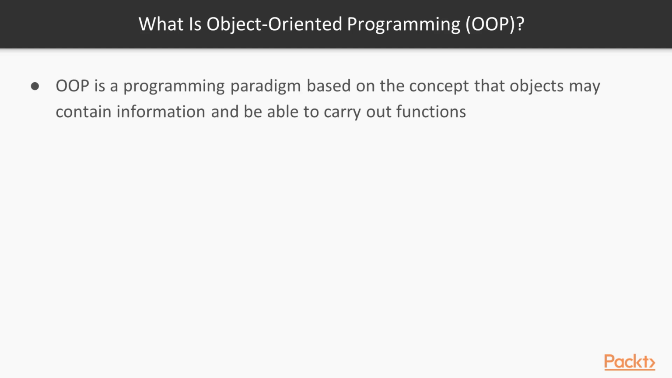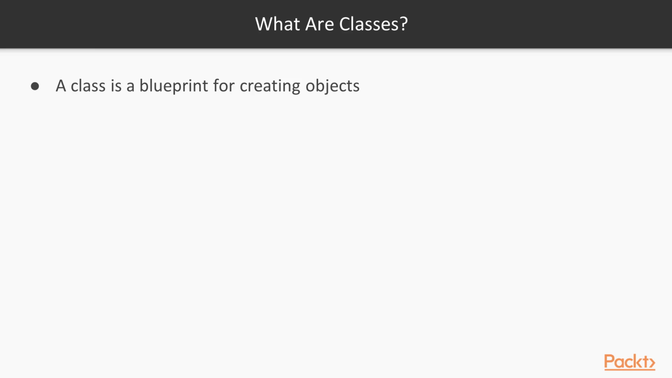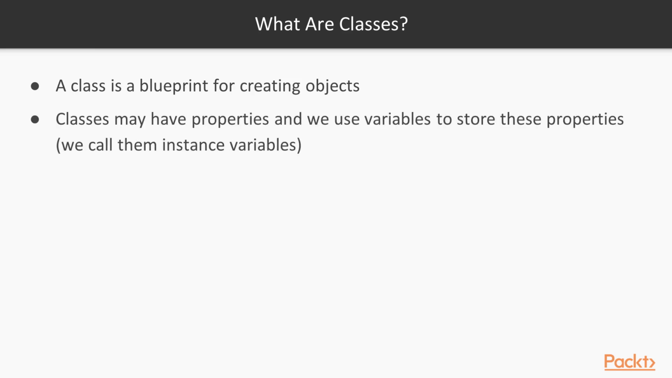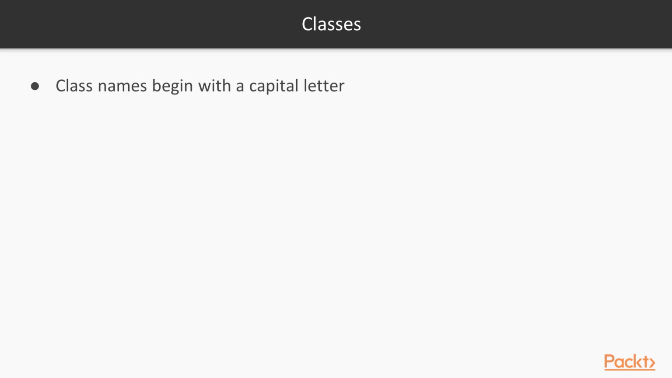Object-oriented programming is a programming paradigm based on the concept that objects may contain information and be able to carry out functions. Dart is an example of an object-oriented programming language. A class is a blueprint for creating objects. Classes may have properties, and we use variables to store these properties. We call them instance variables. Classes may also have methods. Class names must begin with a capital letter, and objects are instances of classes.